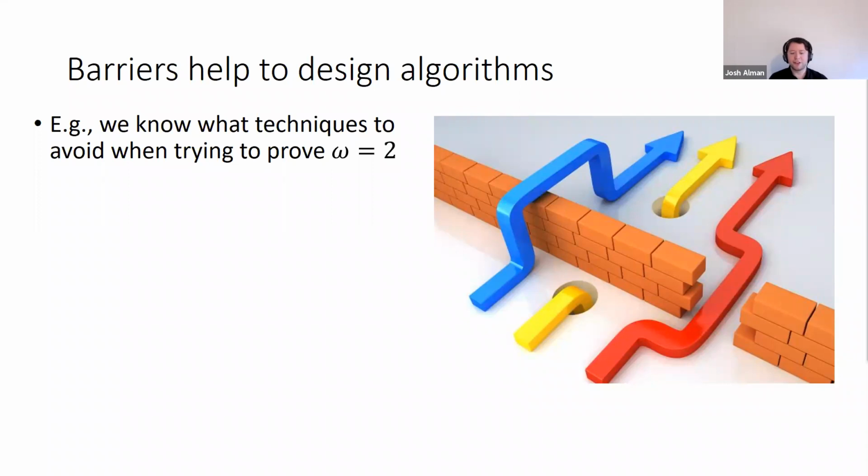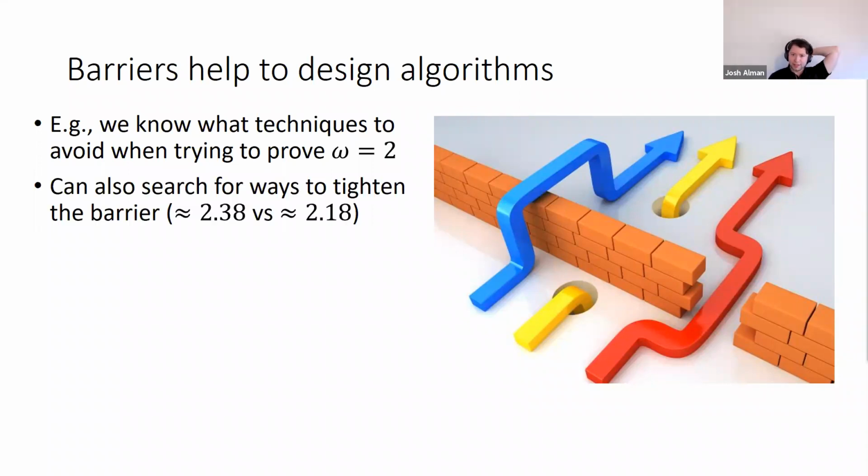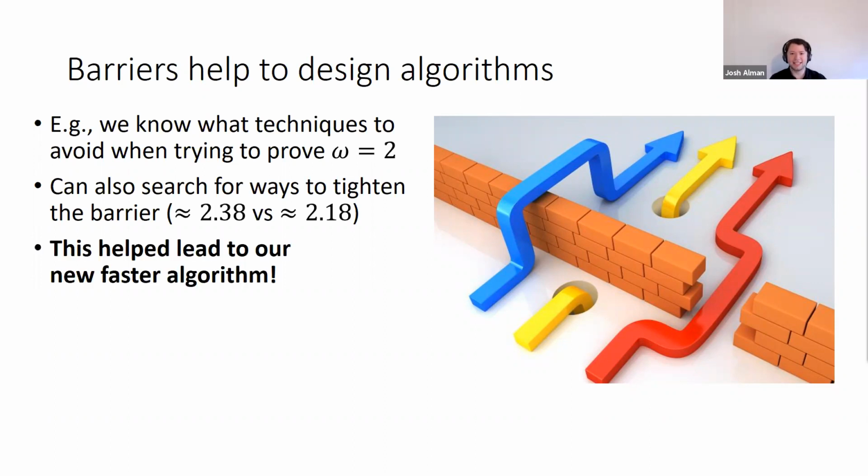But even if you don't want to go all the way to 2, you can also try to find ways to tighten the barrier. Our best upper bounds are only like 2.38, whereas the lower bound I just mentioned is only like 2.18. You could try to close the gap and actually design somewhat faster algorithms for matrix multiplication. And in fact, this idea helped to lead to our new faster algorithm.